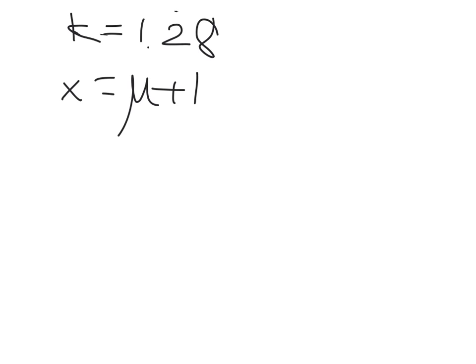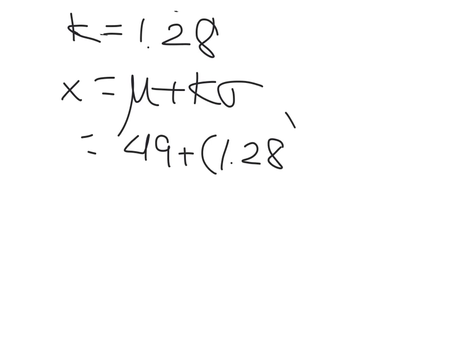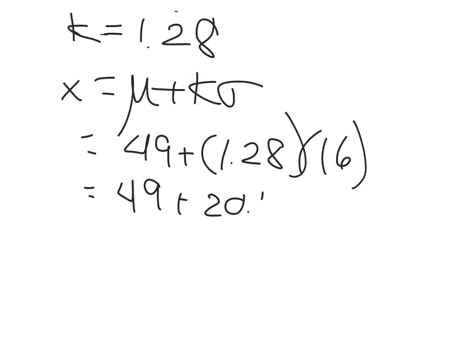So you're going to have 49 plus 1.28 times 16, and that's going to be 49 plus 20.48, and that gives me 69.48. And that's it. Excuse me. Okay, hope that helps.